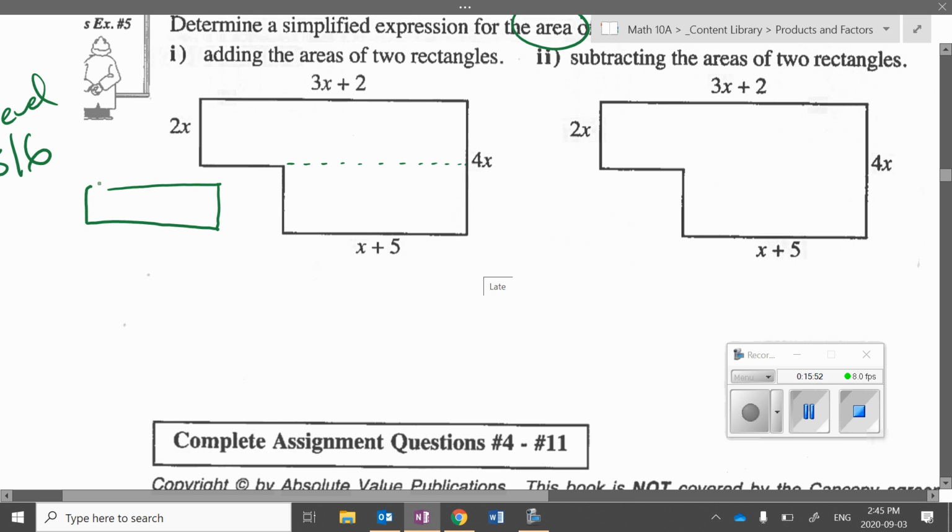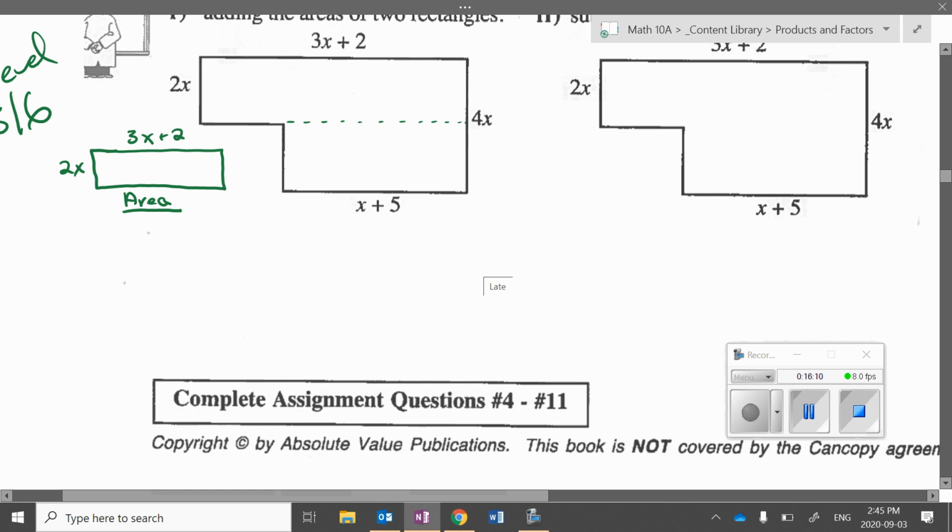My first rectangle, oh, that's a bad rectangle. So our top rectangle is 3x plus 2 long by 2x tall. So if we calculate the area of that guy, I'm just going to multiply them. On a question like this, I'm showing a lot of work. I'm trying to make it as clear as possible. You could show the work kind of as you need to here. So we're going to multiply 2x by 3x plus 2.